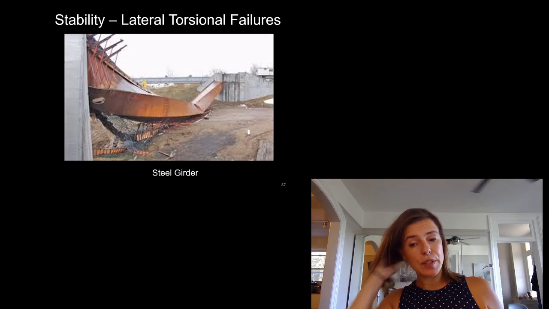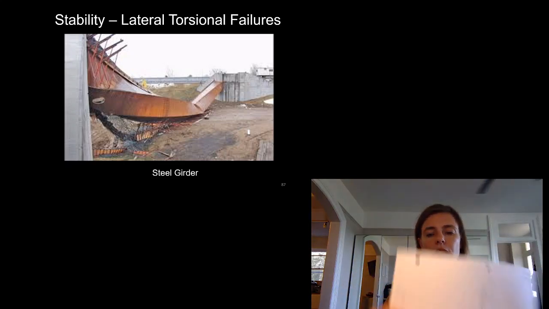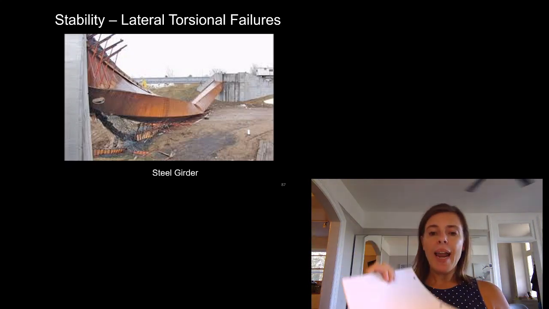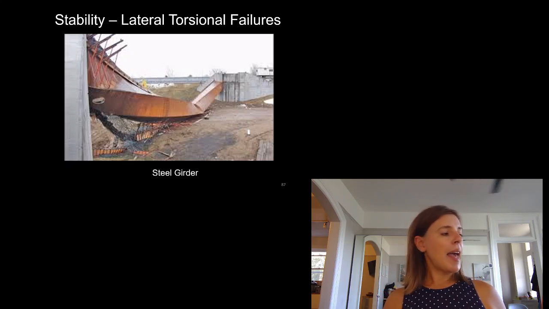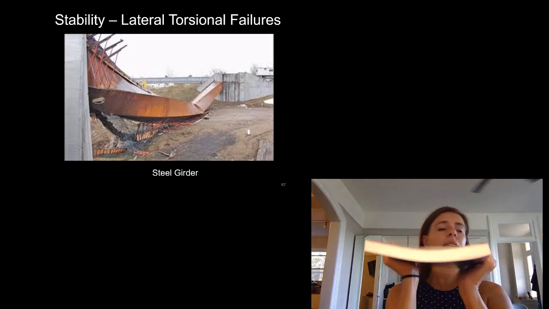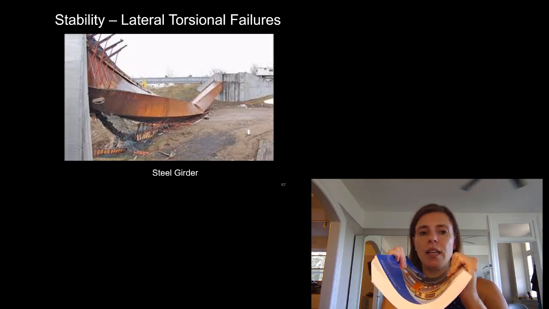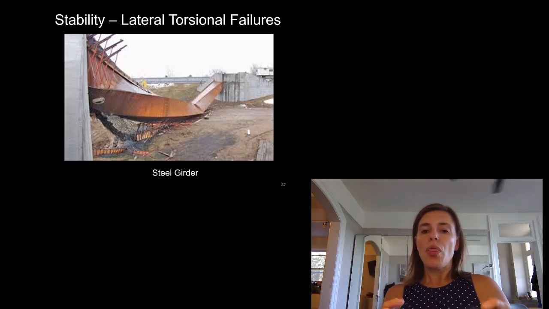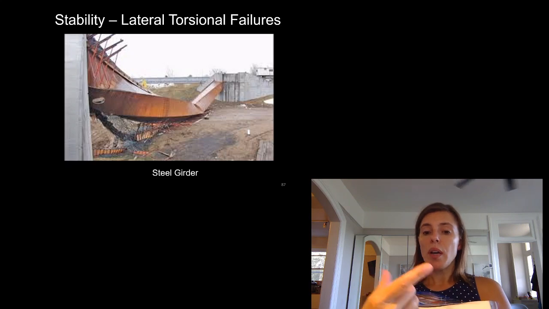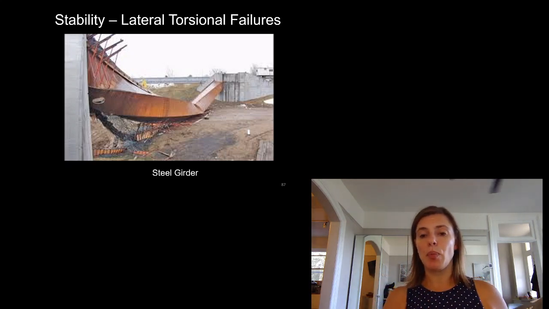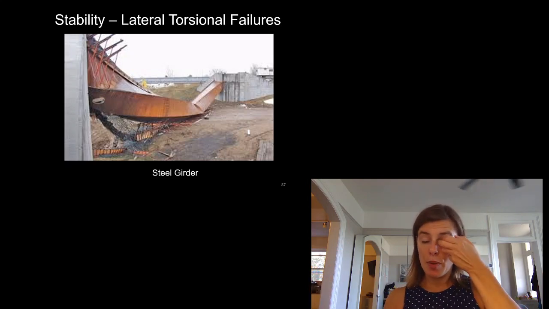Lateral torsional failures. So this is interesting. Remember I talked about buckling of our column, and that happens in compression. Well, buckling doesn't happen in tension. And when we have something in bending, the top is in compression and the bottom is in tension. So the top of an element in bending wants to compress, and it could be susceptible to buckling. But the bottom is in tension and it is not susceptible to buckling.